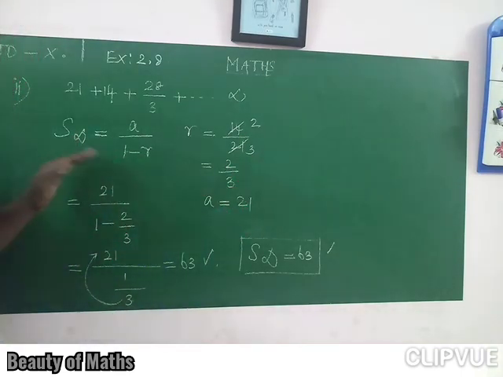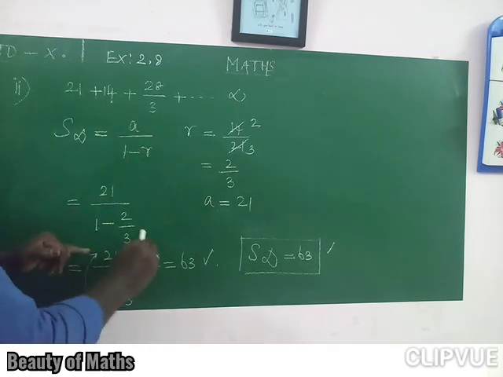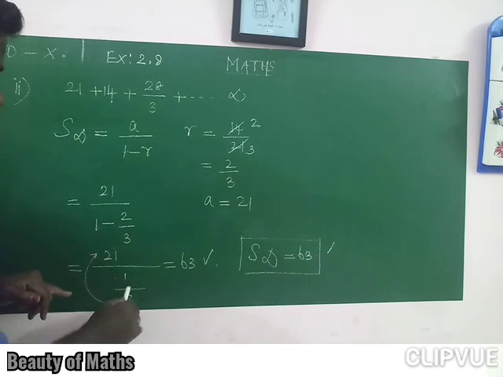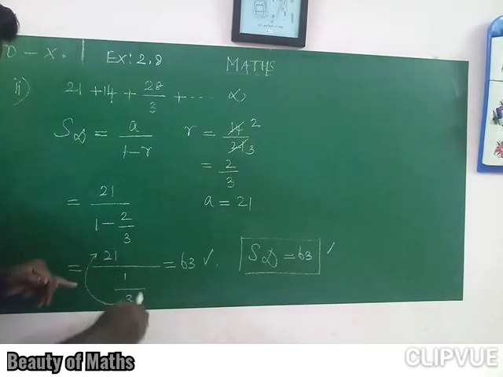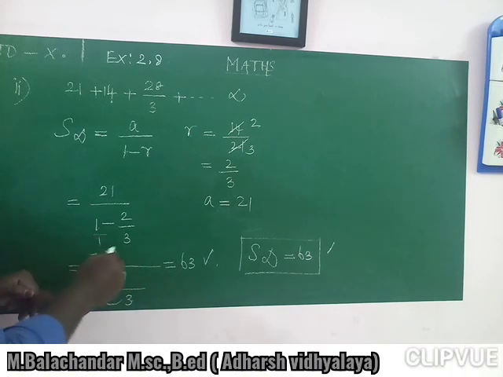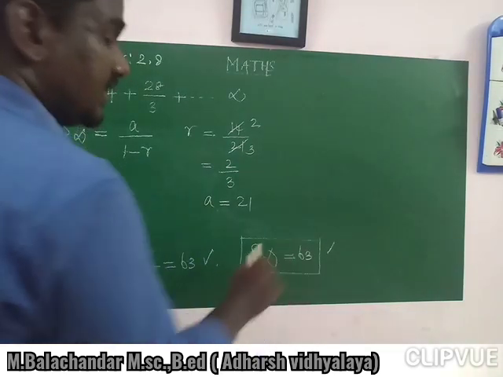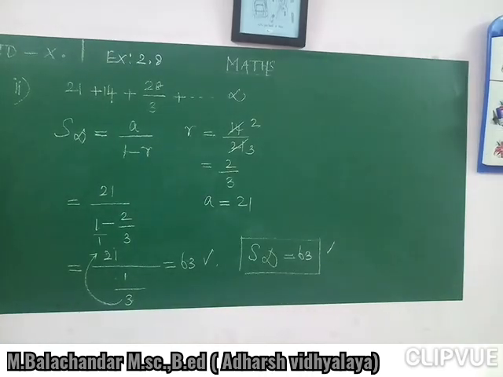We know the formula S infinity equals a by 1 minus r. So a value is 21 divided by 1 minus r, where r is 2 by 3. So 21 divided by 1 by 3. How does it come? By finding the LCM of this 3 and this 1. So 3 is the LCM: 3 into 1 is 3, minus 2, gives 1 by 3. So it becomes numerator: 21 into 3 equals 63. So S infinity equals 63.